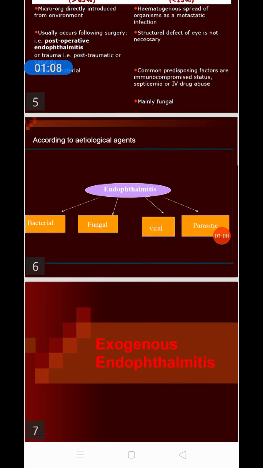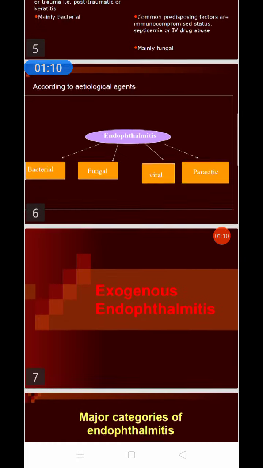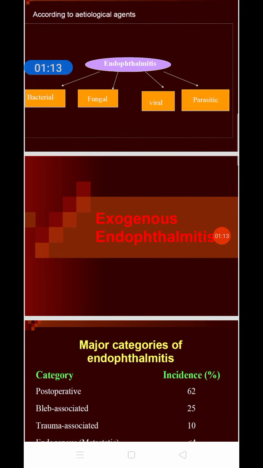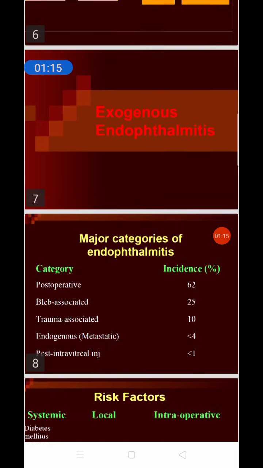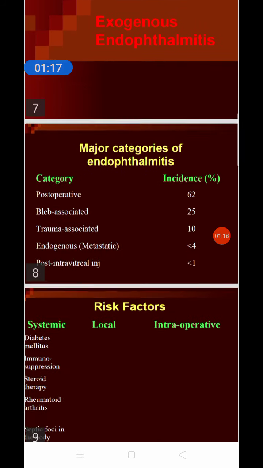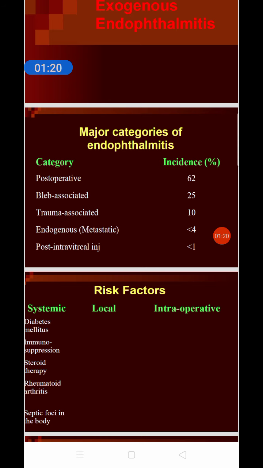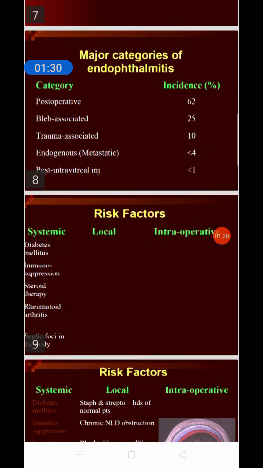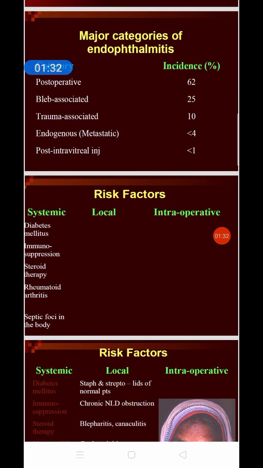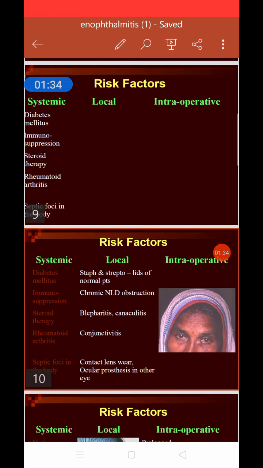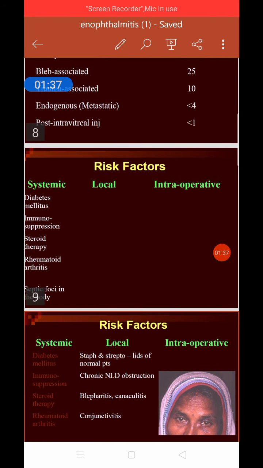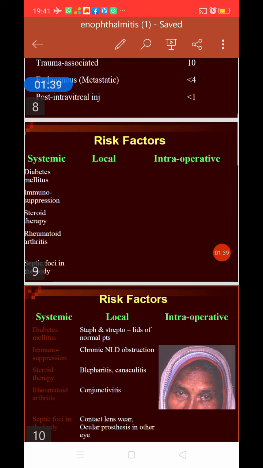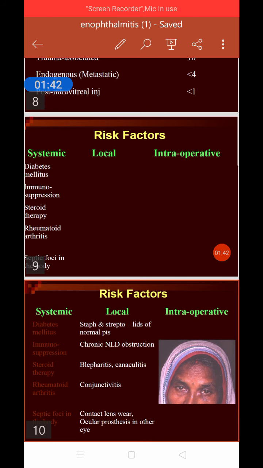According to the etiological agents, it could be bacterial, fungal, viral, or parasitic. For exogenous endophthalmitis, the major categories are, most commonly, postoperative, bleb associated, trauma associated, or metastatic through endogenous spread, or after intravitreal injection. Risk factors could be systemic, local, and intraoperative.